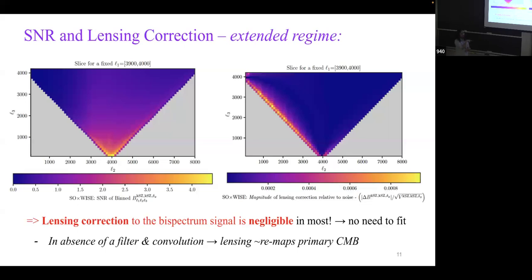The reason it's significant for the KSZ squared estimator is because they have a Wiener filter that needs to be used to do the squaring of the CMB map, and that's basically what leads to a more significant lensing contribution in that case. Here, it's effectively like a remapping of the primary CMB. That's roughly the effect that lensing has.